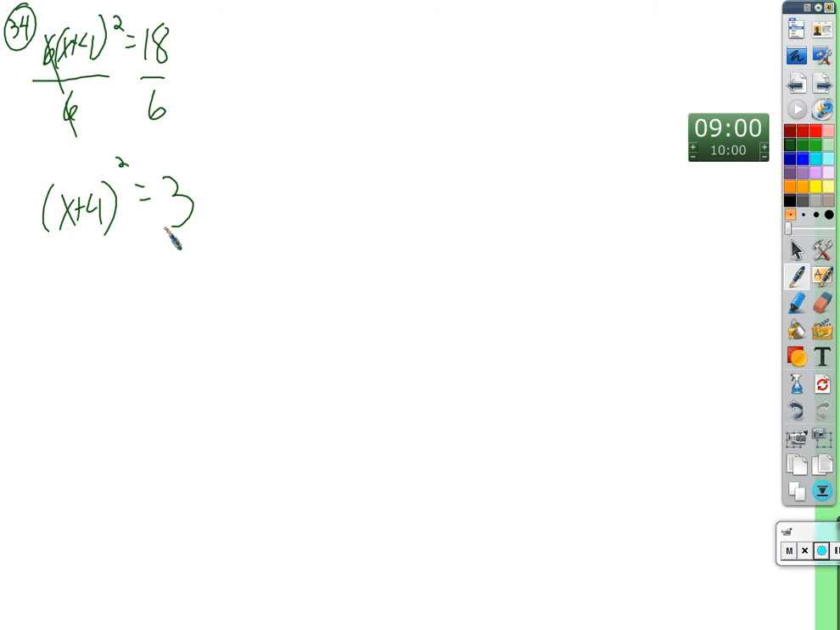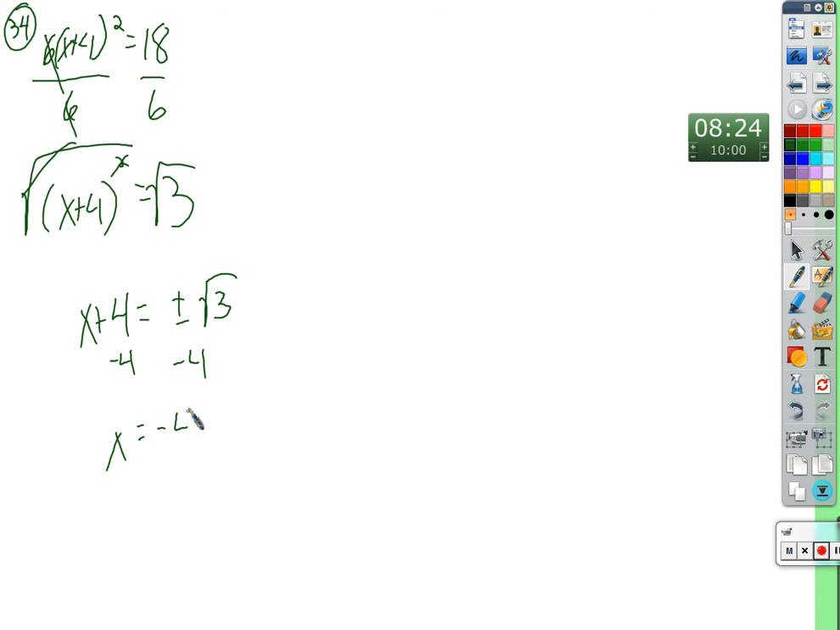So next, it would be a lot simpler to take advantage of the fact that we have a square that we can cancel out with the square root. We take the square root of both sides. We get x plus 4 equals plus or minus the square root of 3. Since the square root of 3 is not a nice number, we'll just keep writing it as the square root of 3. And one last thing to get x by itself, I subtract 4. X equals negative 4 plus or minus the square root of 3.